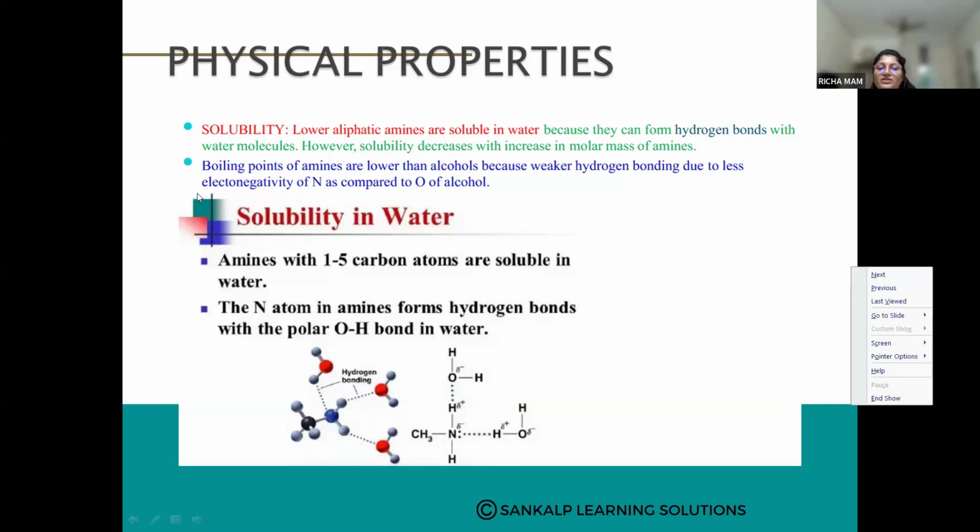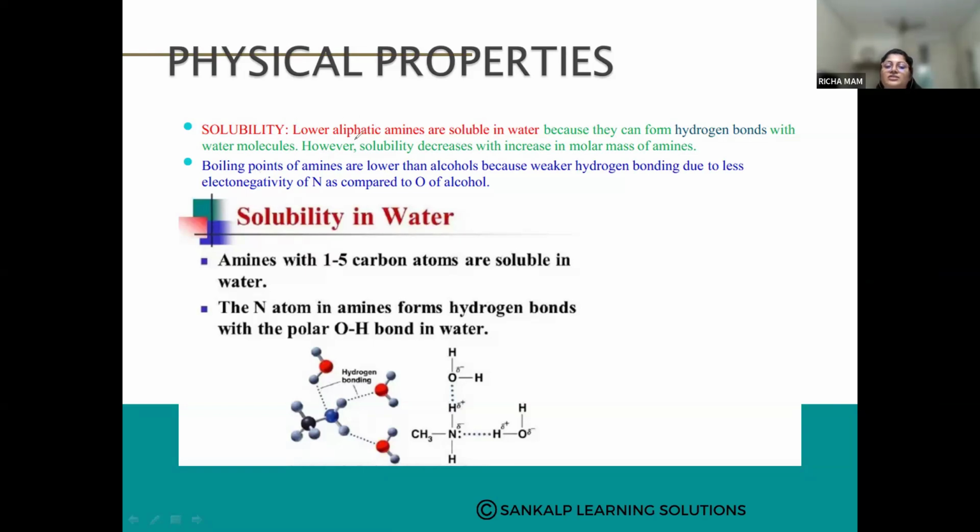Okay, next we are going to see the solubility. Lower aliphatic amines are soluble in water because they form hydrogen bonds. Because of the hydrogen bond, they are soluble in water. As the size of the hydrophobic alkyl part increases, solubility decreases.